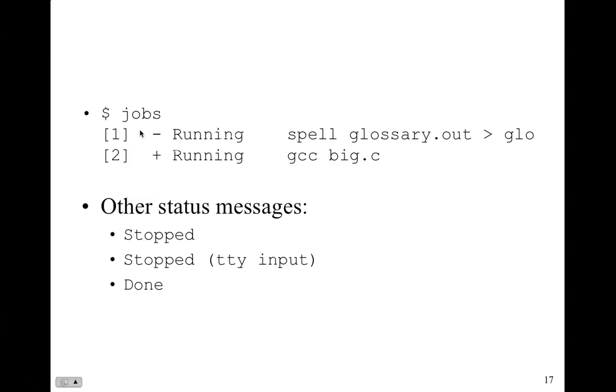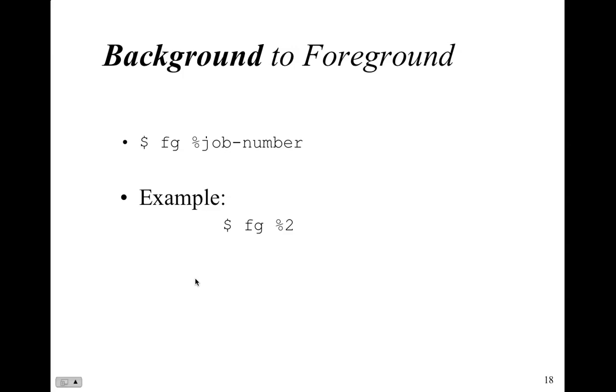So the command, if I had jobs running and I typed in jobs, I'd see number 1, number 2, the status. It's running. What command is running? There are other messages you could see, like stopped, input, done. My system uses done as a status indicator if the job is over with. So let's go back to foreground to background, background to foreground. We know how to put things in the background already. We use that ampersand symbol, which is above the 7 key on my keyboard.